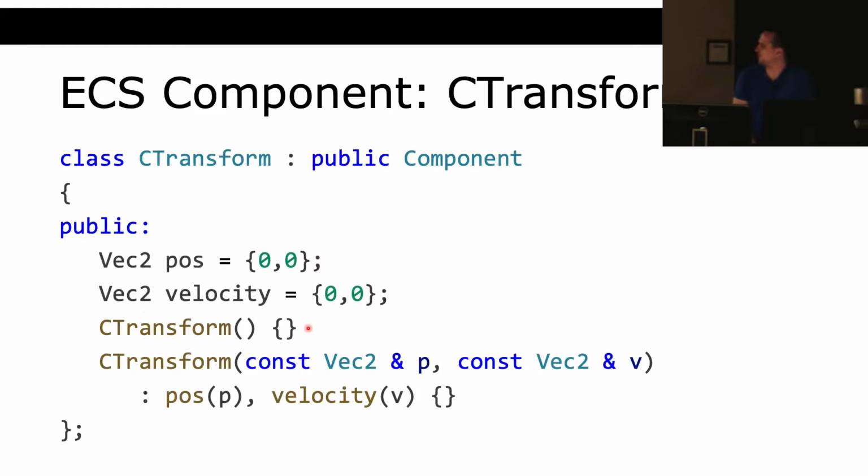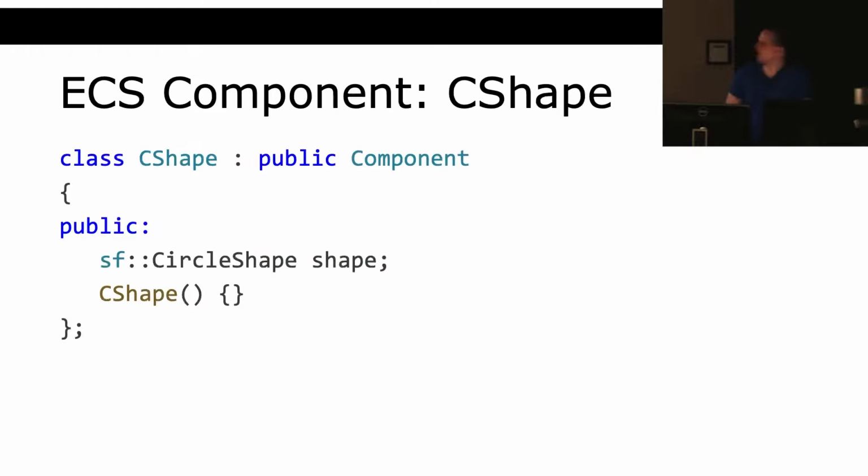We'll have a default constructor down here that does nothing, and we will have a constructor that takes in a vec2 position and a velocity and sets those internal variables. So that's just an example. That's what the transform component is. It stores the physical properties of the component in our world. Then we might have a shape. And so, for example, this component shape might store a circle shape, an SF circle shape, which stores things like its position, its size, its radius, its color, all those things.